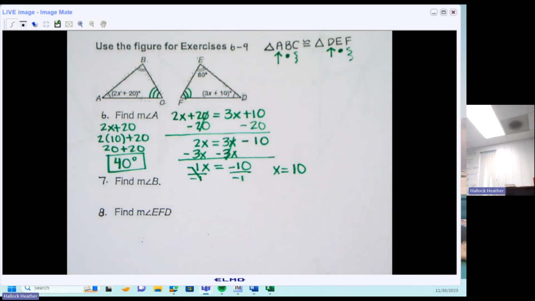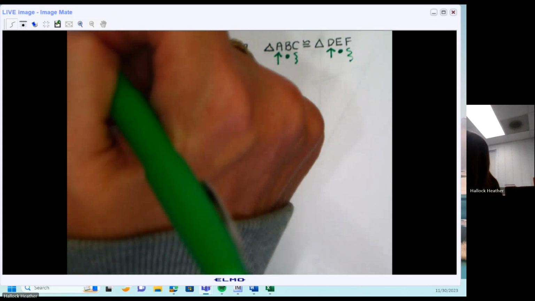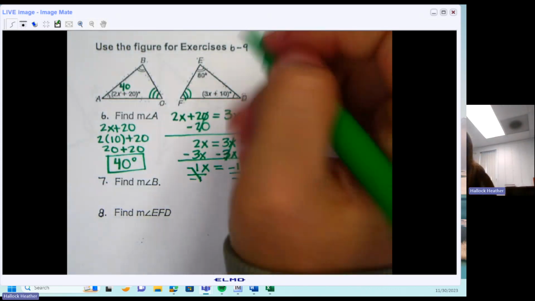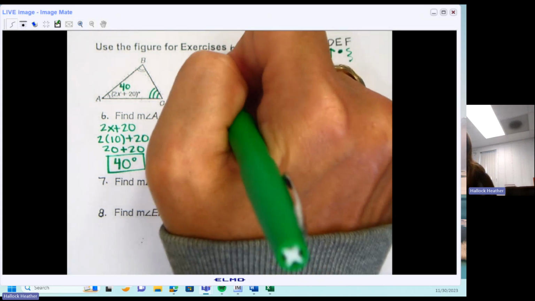Put that in your picture. Add that to your little angles, because it'll help me with the next one. So 40 can go here. And then I could also put 40 on the other picture because they're congruent. So I know 40 is here as well.